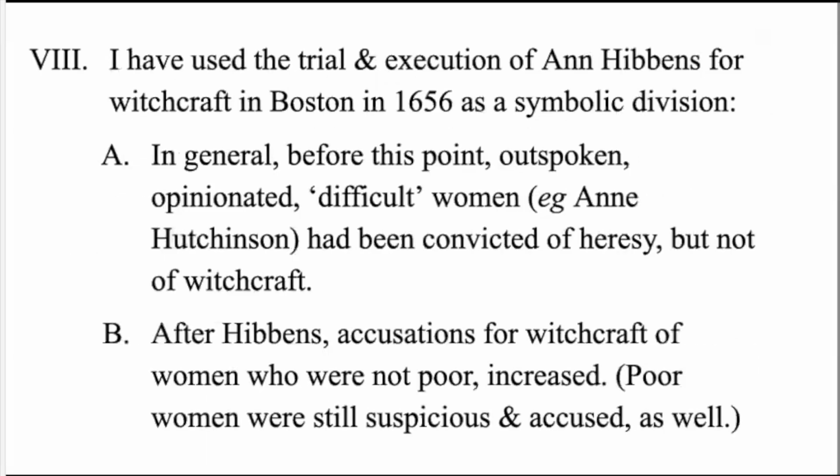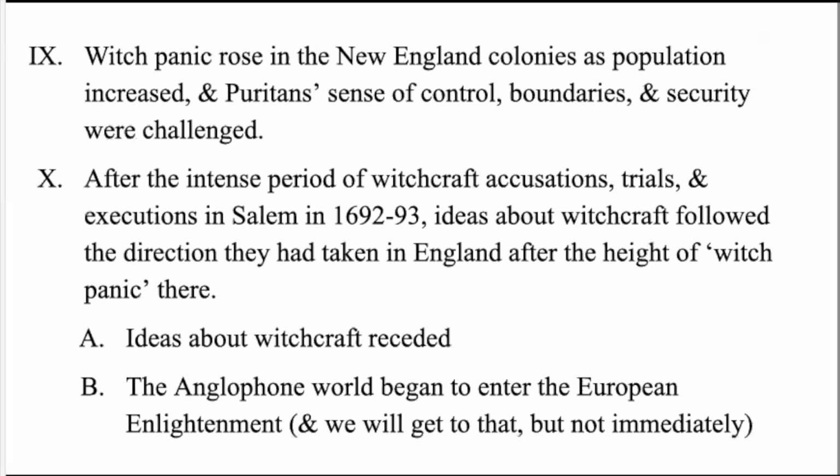I have used the trial and execution of Anne Hibbins for witchcraft in Boston in 1656 as a symbolic division. In general, before this point, outspoken, opinionated, difficult women like Anne Hutchinson had been convicted of heresy, but not of witchcraft. After Hibbins, accusations for witchcraft of women who were not poor increased. Of course, poor women were still suspicious and accused as well. Witch panic rose in the New England colonies as population increased and Puritans' sense of control, boundaries, and security were challenged.